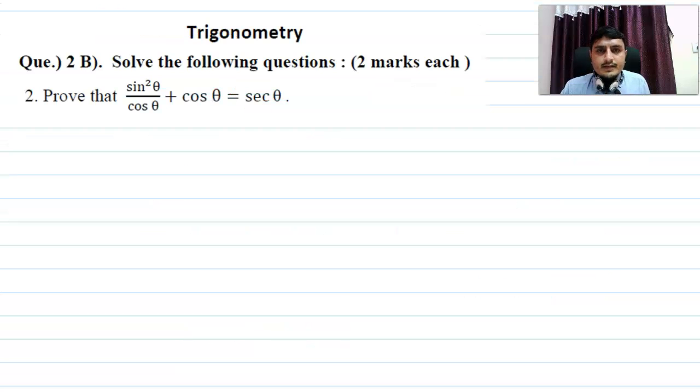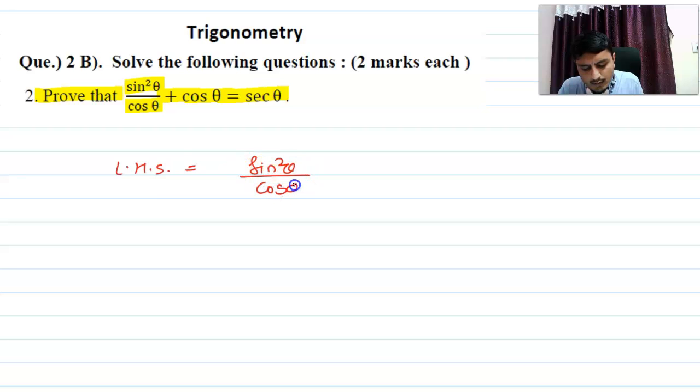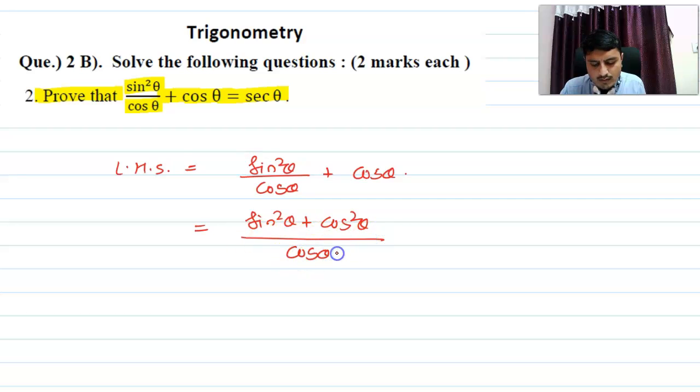Now look at the second sub question. We have to prove that sin square of theta divided by cos theta plus cos theta is equal to sec theta. For that, let us consider the LHS. The LHS is of the form sin square of theta divided by cos of theta plus cos of theta. So let us do the cross multiplication. We are getting sin square of theta plus cos theta into cos theta, which is cos square of theta, the whole divided by cos of theta.